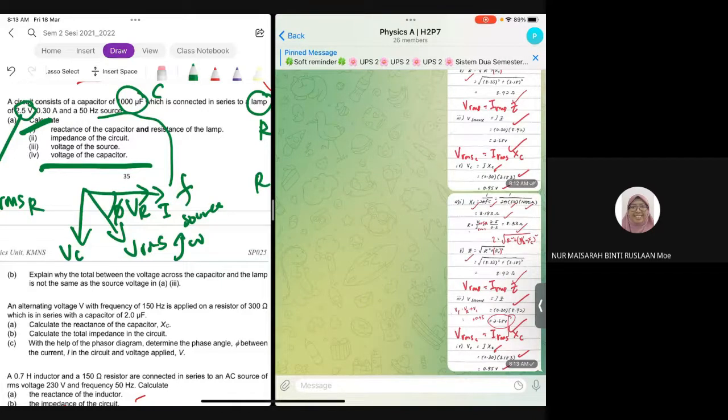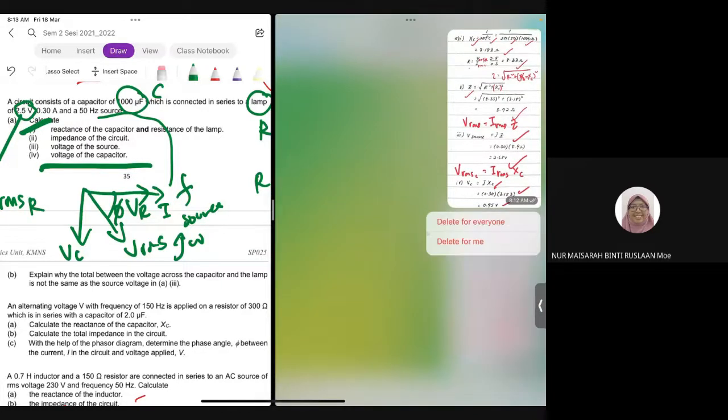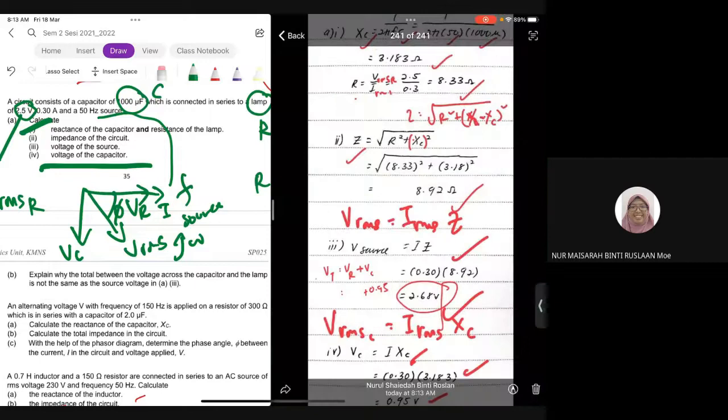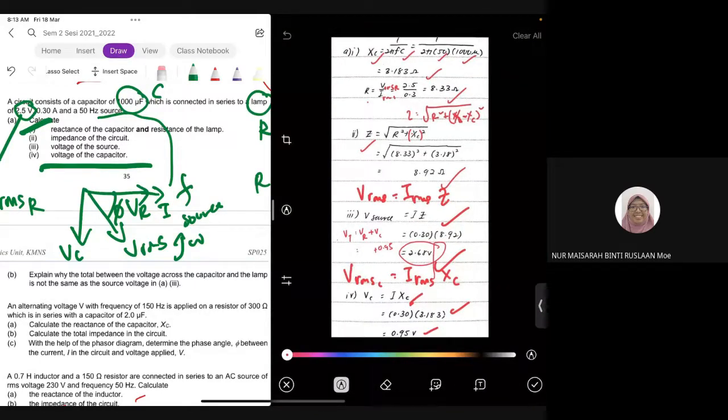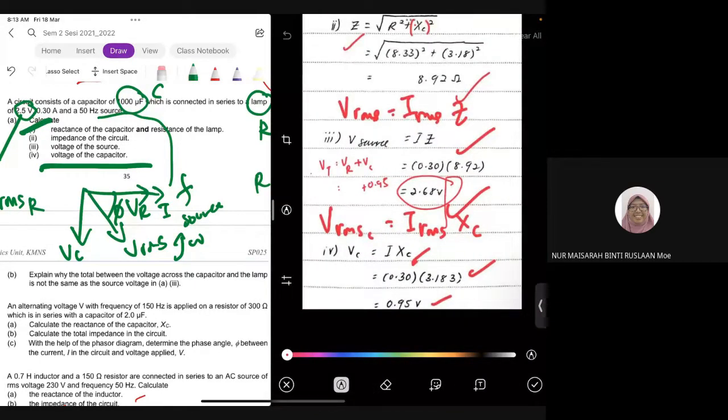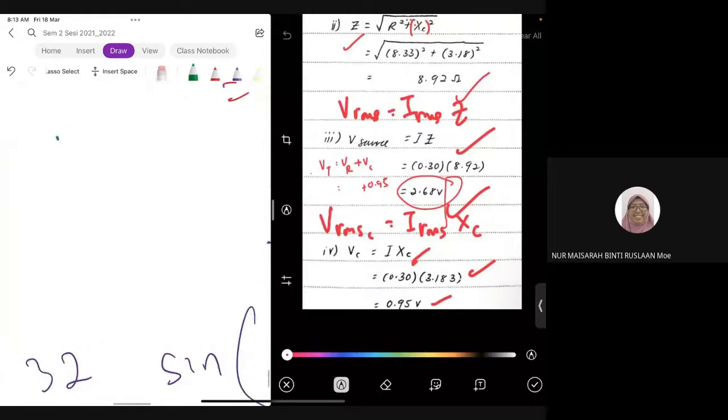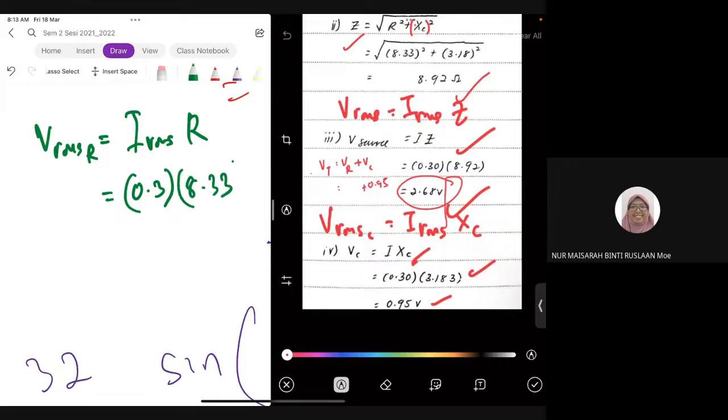Sekejap, saya delete dulu. VR saya kena cari. So VR saya tulis kat tepi lah. Okay. VR sama dengan VRMS I. VRMS R sama dengan IRMS darab R lah. So IRMS 0.3, R berapa? R tadi 8.33. So you dapat VR.